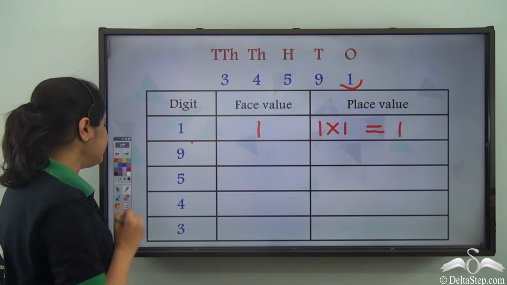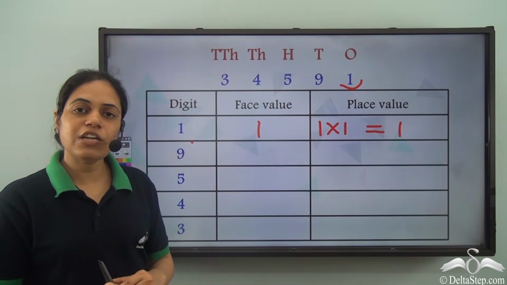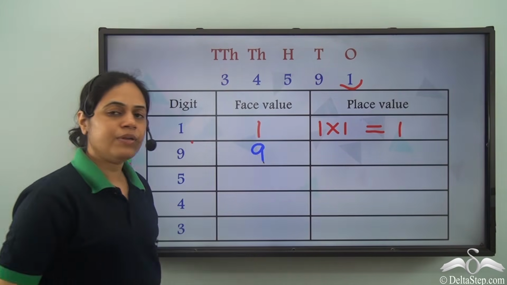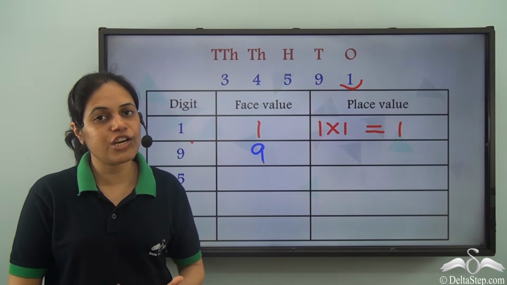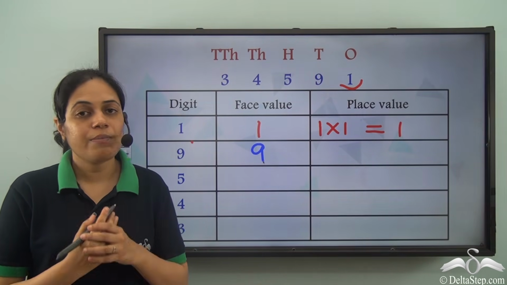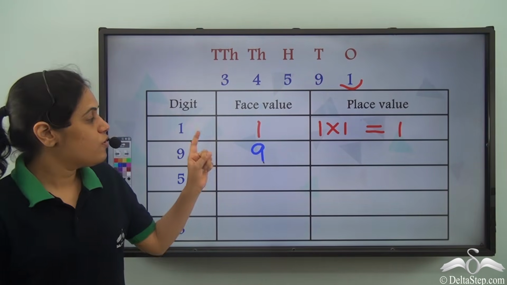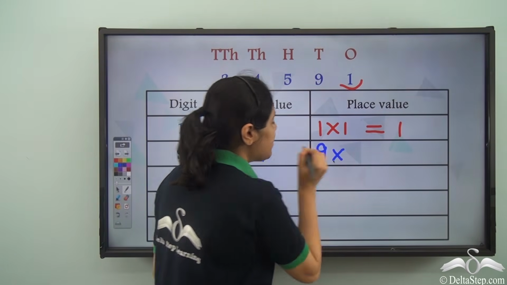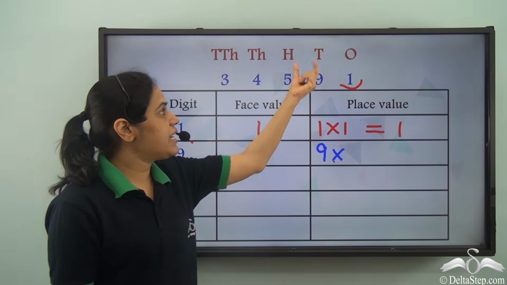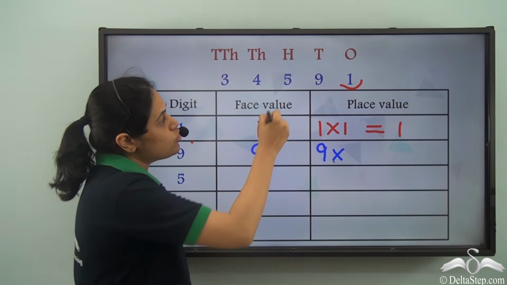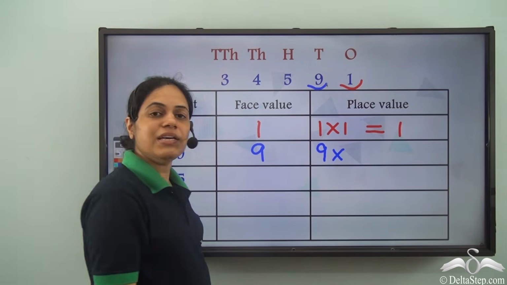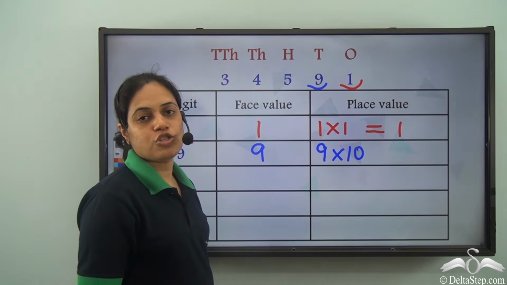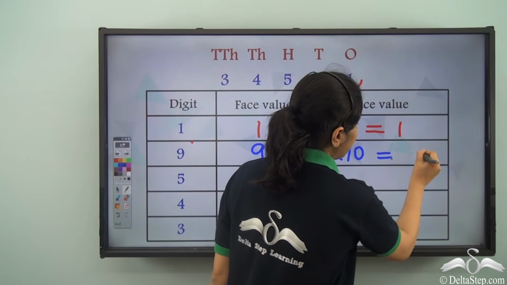Now what about 9? What is the face value of 9? The face value of 9 will be 9, because the face value of a digit is the digit itself. But what about the place value? For the place value, I have to multiply 9 by the place where it is put. So 9 is in the tens place. So I multiply 9 by 10. So 9 into 10 is 90.